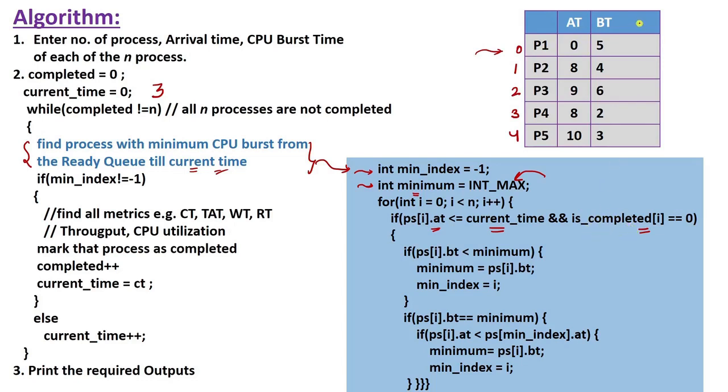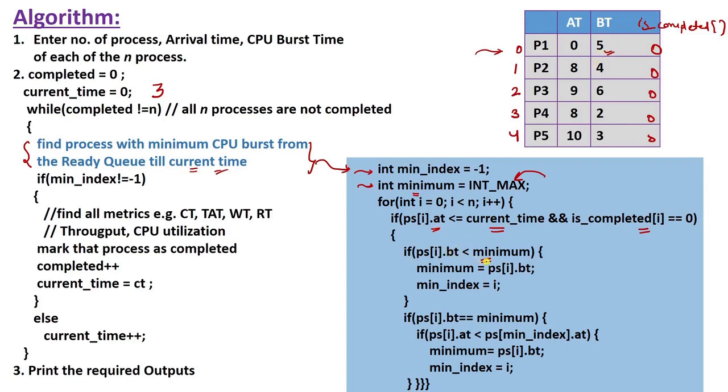Okay. So here I said that there will be an array which will initially be false. So let's say P1 has not been completed initially. So it will have 0. So this is also true. So for P1, both these conditions will be true. So I will come inside. And then I will say, okay, for you, what is the burst time? I will say 5. You have the burst time as 5.